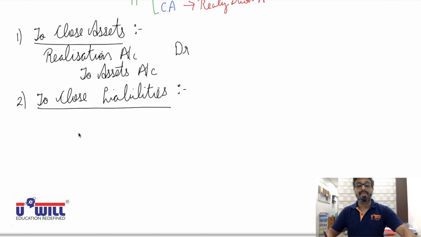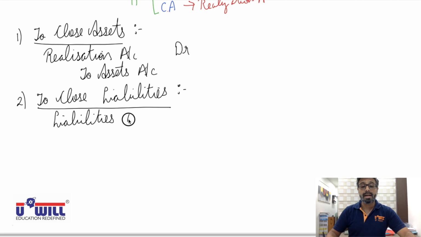Now liabilities have credit balance. So to close it, we will reverse and debit it. Liabilities account debit, and we transfer it to realization account. So to realization account.